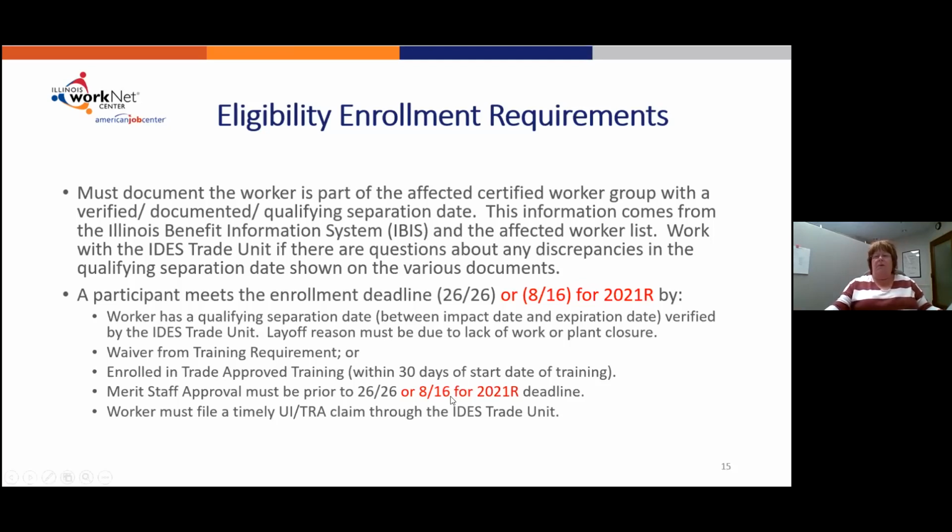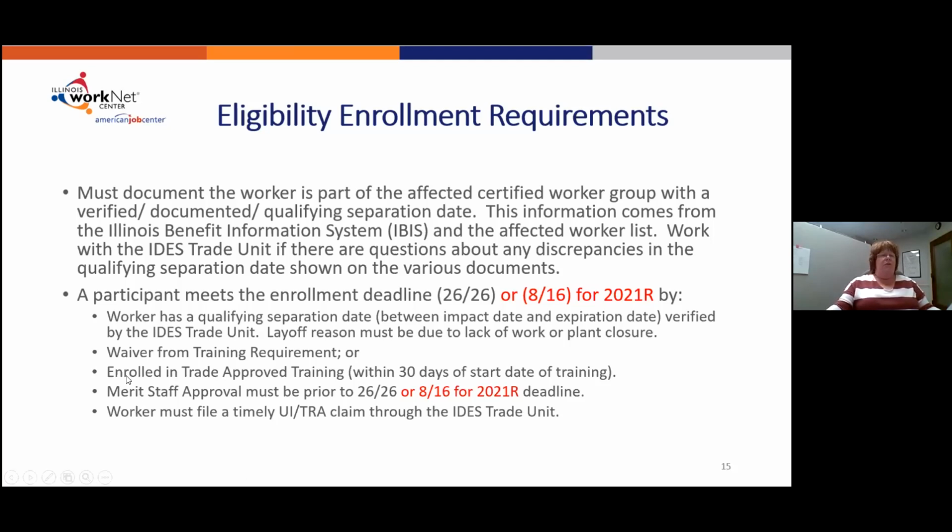So a participant meets the enrollment deadline, the 2626 or 816 for 2021R participants, if they have a qualifying separation date that's in between that impact date and the expiration date of that certification, and it's been verified by the IDS trade unit. The layoff reason must be lack of work or plant closure. It can't be quit, can't be fired, can't be any other reason other than those.